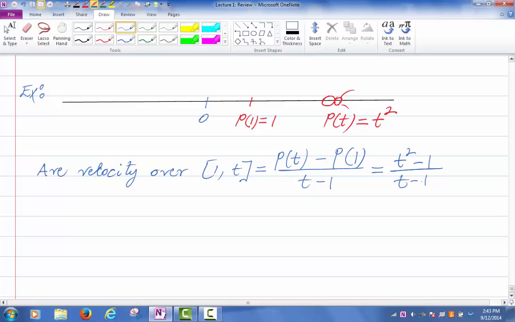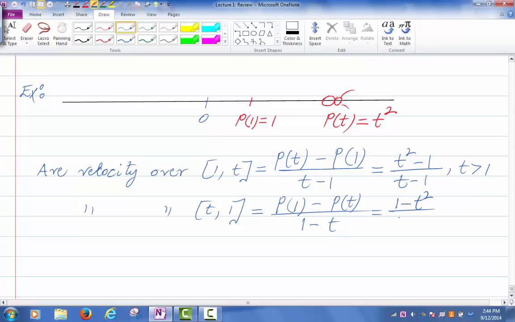What if t is smaller than 1? What would be the average velocity? In this case t is larger than 1, what if t is smaller than 1? Then the time interval would be like this, and it would be p of 1 minus p of t, the position at the later time minus the position at the beginning time, and then 1 minus t for the length of time. It will be 1 minus t squared over 1 minus t.